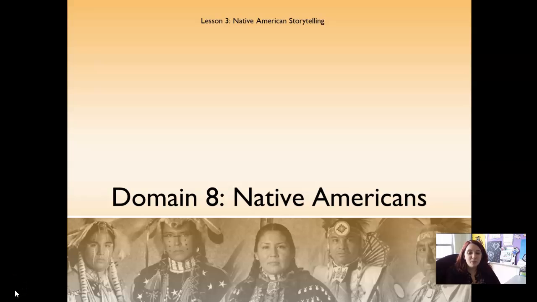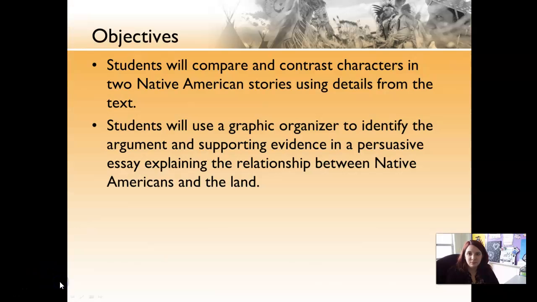Hello, 5th grade. We're on Domain 8, Native Americans, Lesson 3, Native American Storytelling. Our objectives are to compare and contrast characters of two Native American stories and to use a graphic organizer to identify an argument and supporting evidence in a persuasive essay.